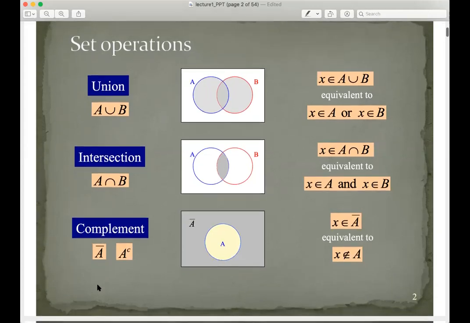In some textbooks, we have an overbar to indicate the complement, or a little C on the top right-hand corner to indicate the complement. Complement means not set A. So if we have this set A, not A indicates anything outside of A.